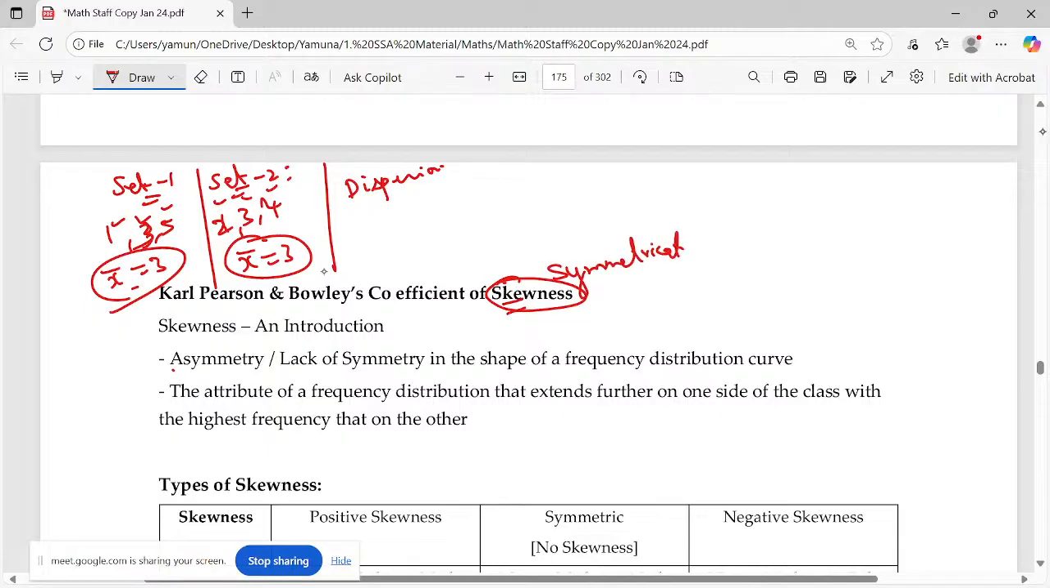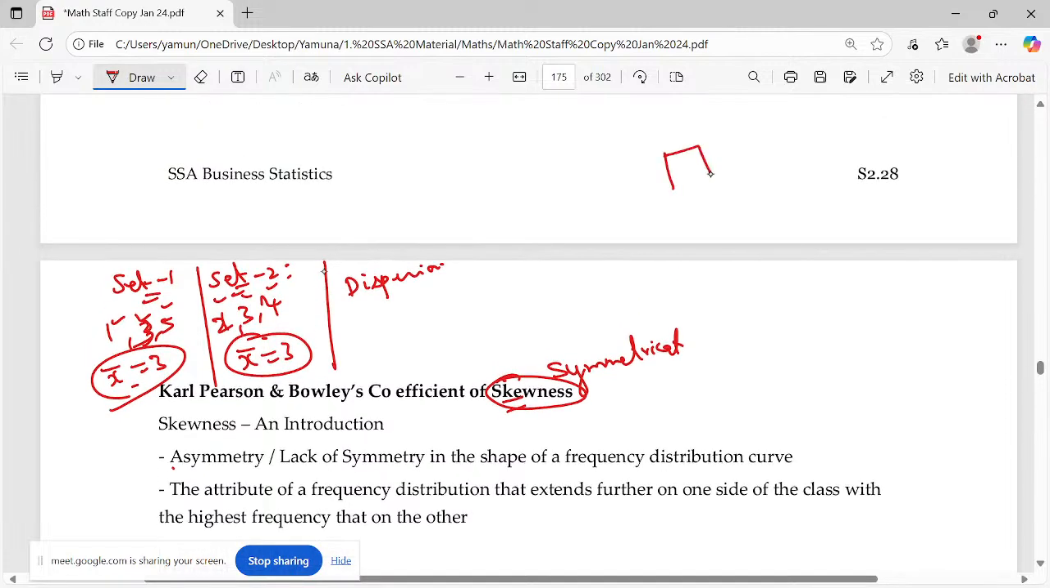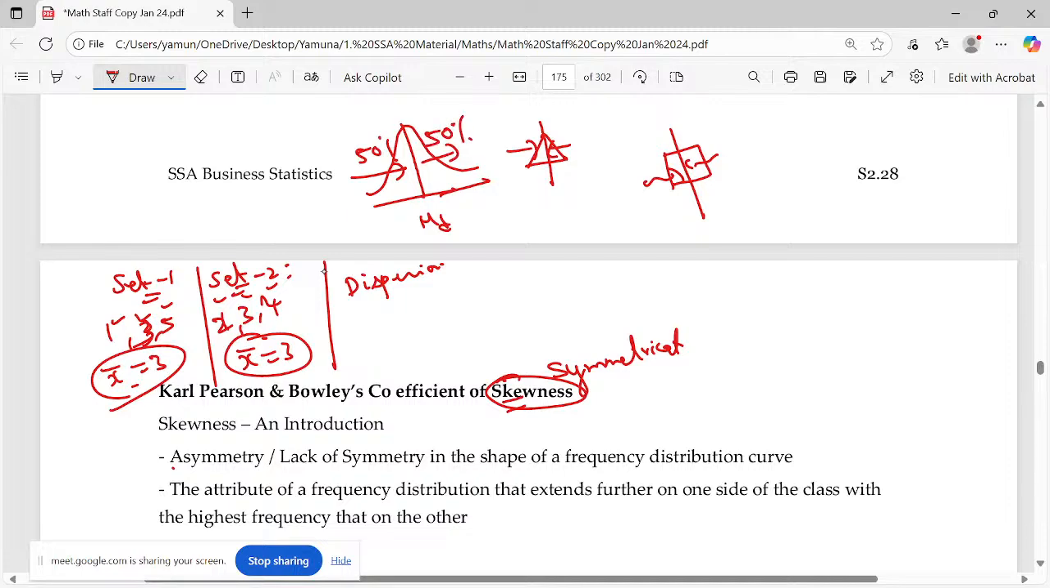You know what is symmetrical? I give a square, you break it into equal halves, which means symmetrical. 50-50 area. Okay. I give a triangle. You break it exactly over here. This is 50%, this is 50%. Okay. I give a curve. Now please take care. You break it exactly in the middle. Middle means what? Median. This side is 50%, this side is 50%. This is what you call a symmetrical curve.